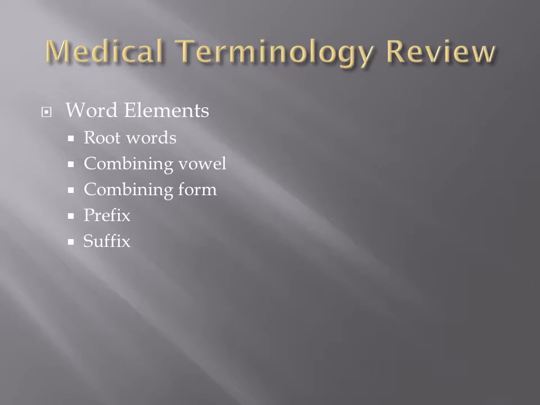Okay, so we're going to do a little bit of a medical terminology review. Remember, medical terms are made up of word elements. A word root is the base from which the term definition grows. A combining vowel is a vowel added to the root or the base word to facilitate pronunciation. A combining form is a word element consisting of a word root and a combining vowel. A prefix is attached to the beginning of another word to modify its meaning. And a suffix is attached to the end of another word to modify its meaning.